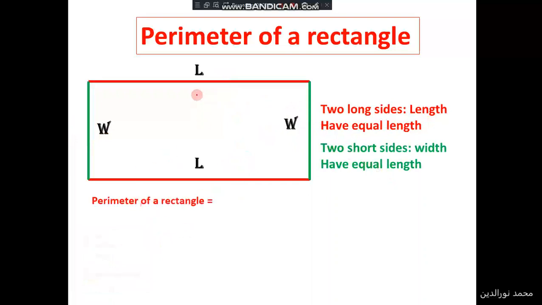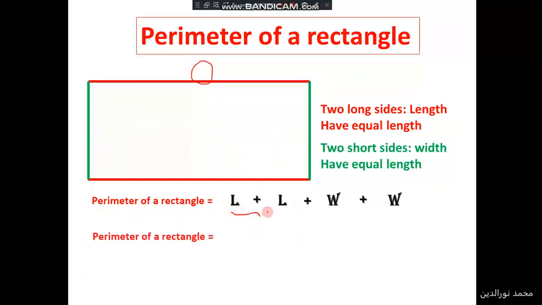So the perimeter of a rectangle, as we agreed, is the sum of the lengths of all sides. So we have L plus L plus W plus W. Length plus length is 2 lengths, width plus width is 2 widths. So we can summarize this rule and write 2L plus 2W, where L is the length and W is the width.